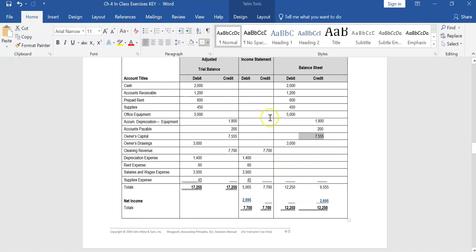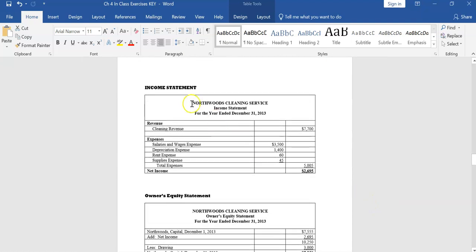Before we do our closing entries, let's prepare the financial statements. Let's prepare the income statement first. Revenues and expenses to report our net income. So here's our income statement reporting our revenues and our expenses, leaving us with net income of $26.95. Revenues minus expenses leaves us with income.